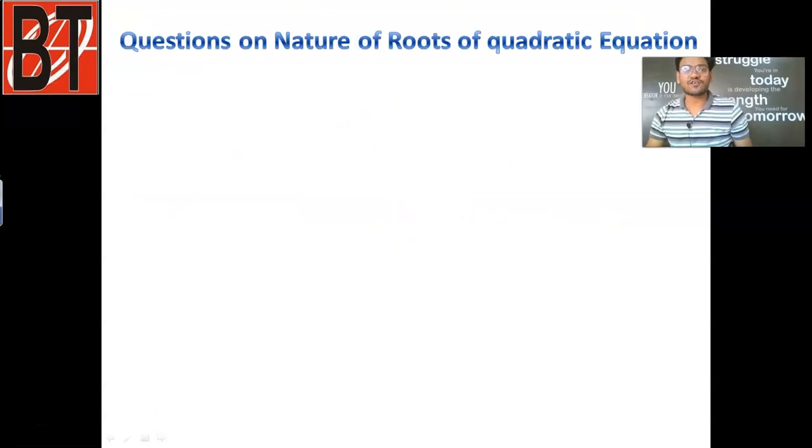Now let's take questions on nature of roots of quadratic equation. As I told you in the beginning of the lecture, it's very important. So let's solve, students, questions on this. First question I am taking, we have to find the value of an unknown and we will be given the nature of root. Suppose the first question is, for what value of k?